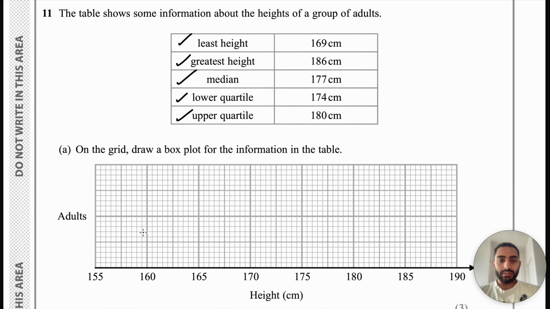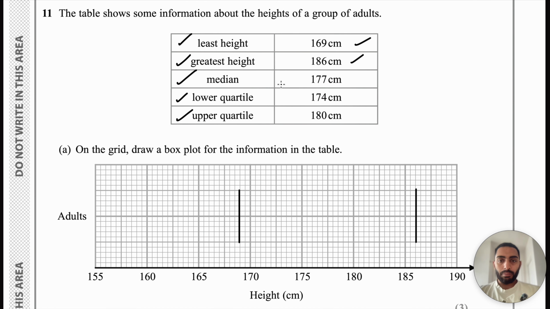So the smallest one is at 169. We just need to be careful with our scale here. Between 160 and 165, there's 10 gaps. So that means each gap will be worth 0.5. So for every 2 gaps, that's going to be equal to 1. So 169 will be 2 gaps away from 170. So I'll just draw a line at 169. That's that one done. The greatest height is at 186. So I go to 185, count 2 over, draw my line there.